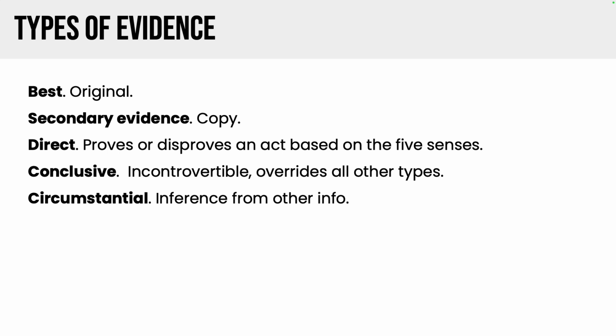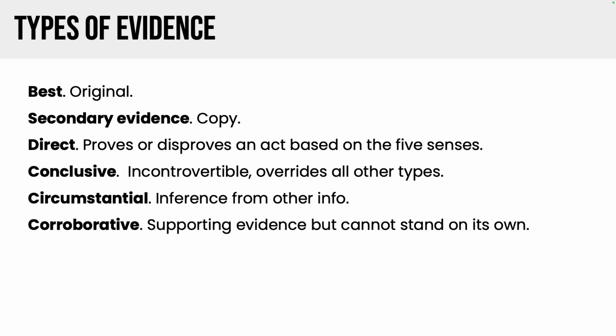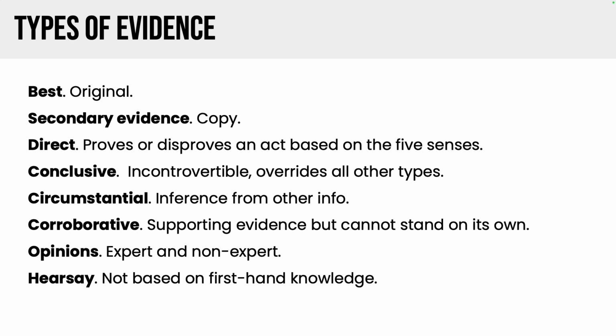So, for example, conclusive evidence would be video footage of John stealing the computer. Circumstantial evidence would be that when the police visited his home, they found the computer in John's house, but they wouldn't necessarily be able to directly prove that he is the one who put the computer in his house. There is corroborative evidence. It's evidence that corroborates or supports other evidence, but it can't stand on its own. We can introduce opinions, so both expert and non-expert opinions. We talked about hearsay, basically verbal evidence generally not based on first-hand knowledge.